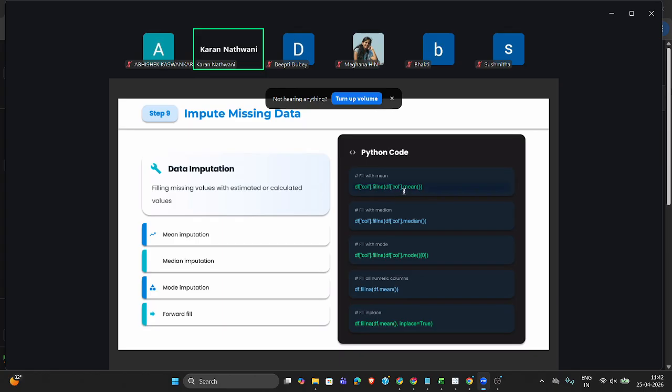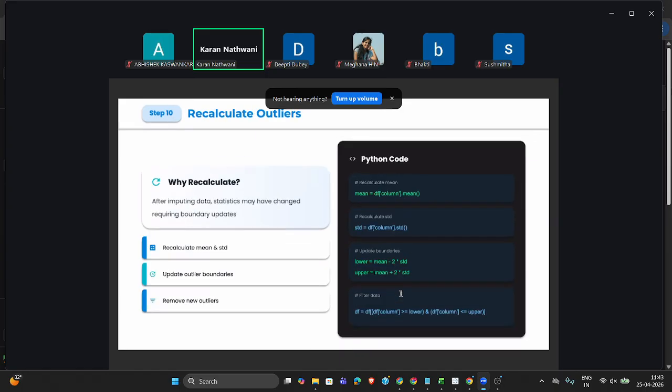You will fill only those columns where there is a null with the mean value. Similarly, fill those columns which are incomplete with the median. Similarly, fill those columns which are incomplete or missing with the help of mode, as you could see, and fill all numeric columns in that case. In case a column is completely incomplete, then you can fill the mean there. This is very straightforward. Okay.